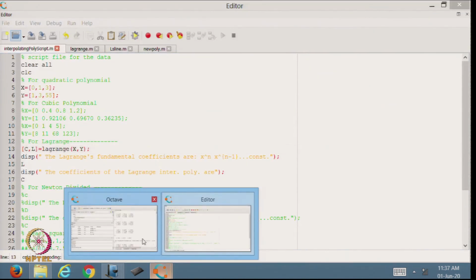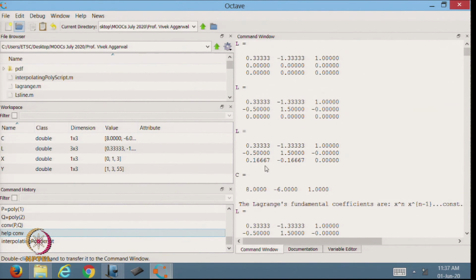Okay. So, based on this one, that is the value I am getting, and then this is the C. So, those are the coefficients of the corresponding polynomial, the Lagrangian polynomial. Based on this one I will get the values 8, minus 6 and 1.